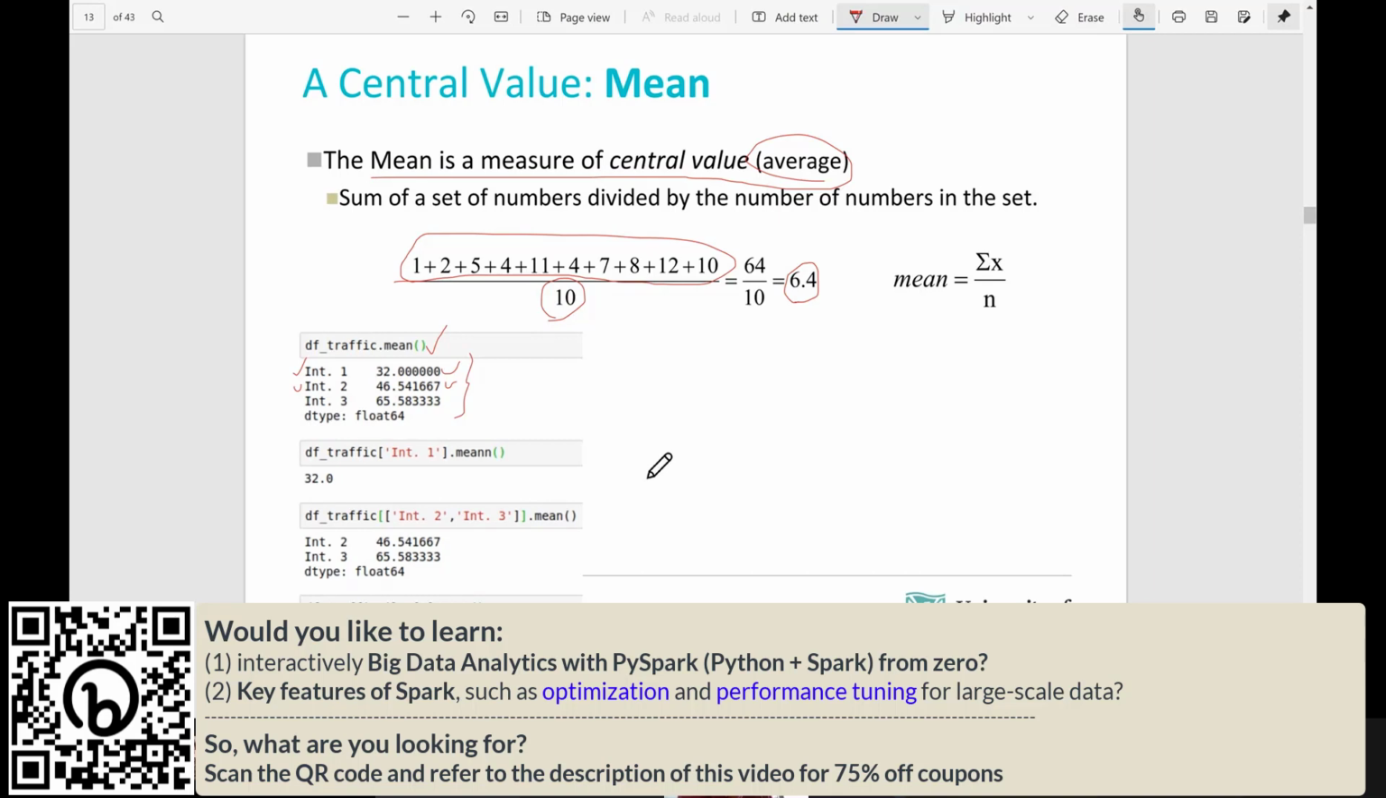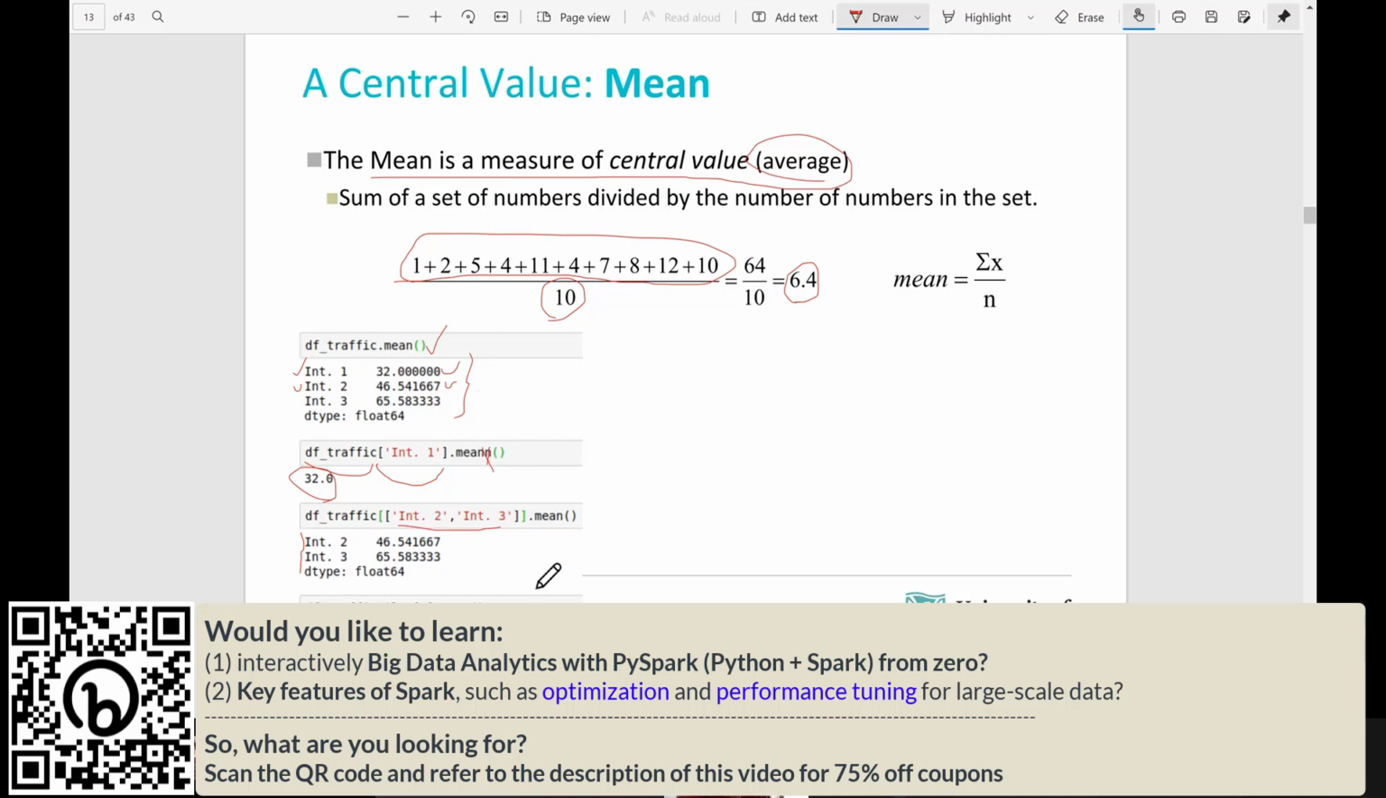Fair enough. And if you want to consider averaging on only one column, you have to call the data frame, then say which column, intersection 1, and then calculate mean. This is my mistake, there is only one n, not two n's in mean. Then it's going to say 32. You can apply it on one column, or on two columns, like intersection 2 and 3, by putting them as an input here.